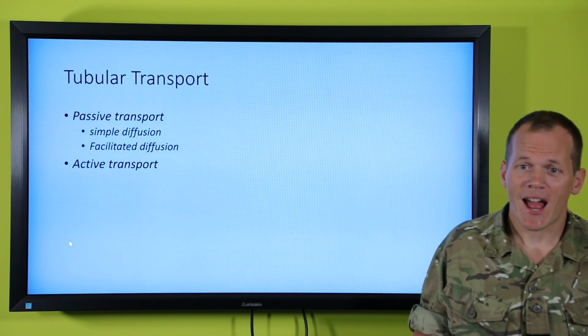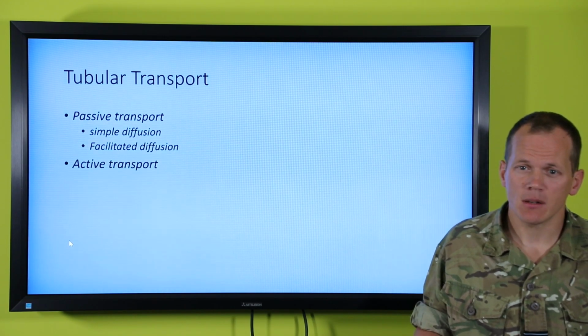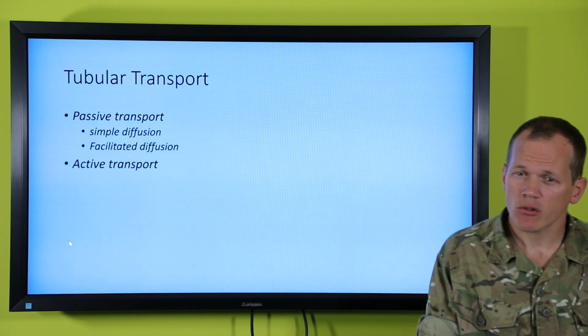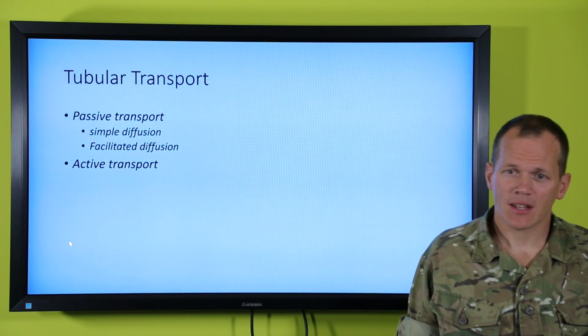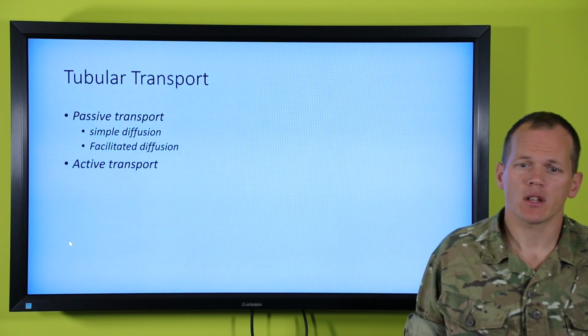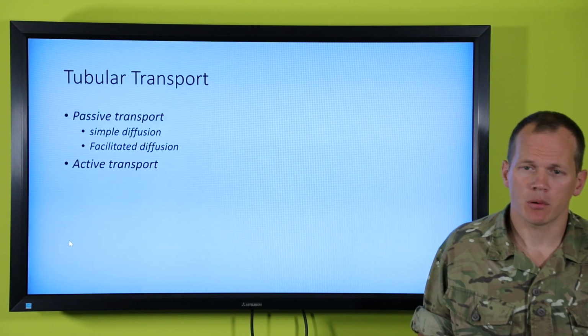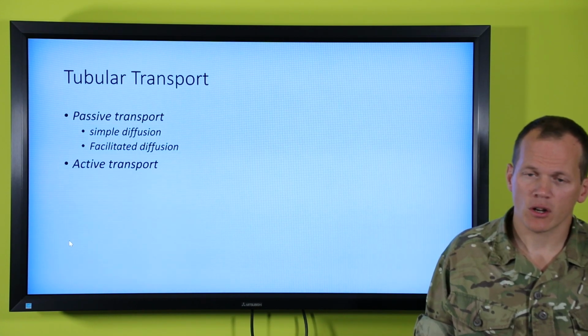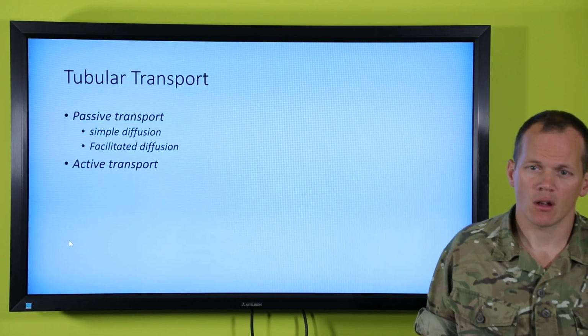And then you can actively transport, so this uses ATP to generate a driving gradient, and it's pushing against a concentration gradient, and that's why you would use active transport, because you're pushing from an already low concentration to a high concentration on the other side.